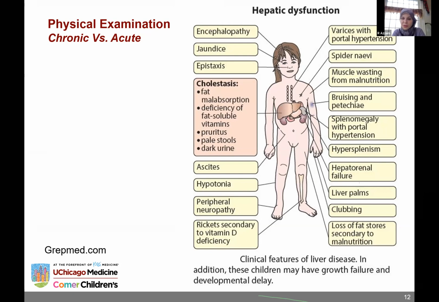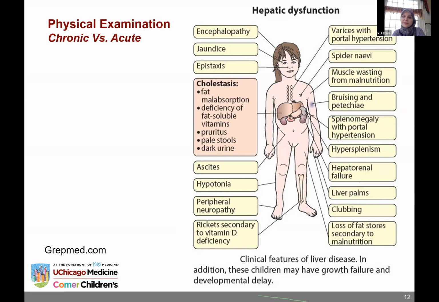You could hear a murmur, a flow murmur. When you examine their abdomen, you could either feel the big liver, the hepatomegaly with a firm to hard edge. If it's significantly enlarged, you could even feel some of its surface between the lower margin and the lower margin of the rib cage. Or in significant cirrhotic patients, you will not feel their liver. And of course, you always have to start from the right iliac crest and go up so that you do not miss a hepatomegaly.